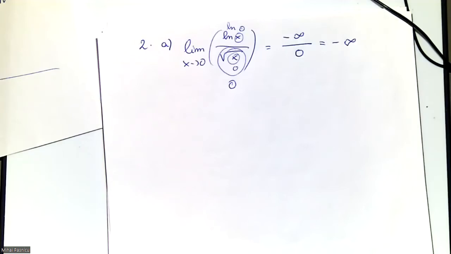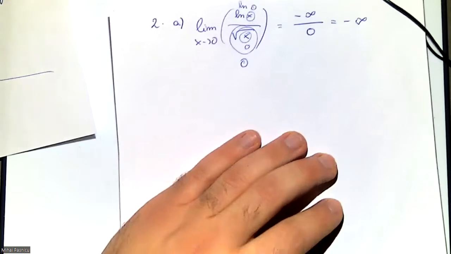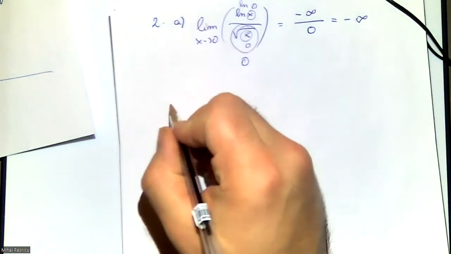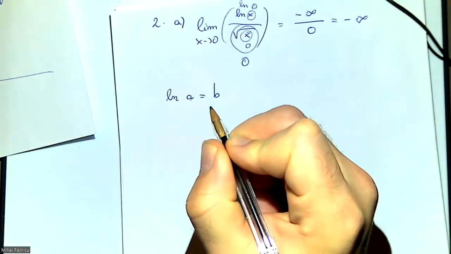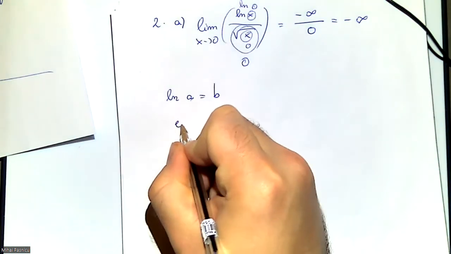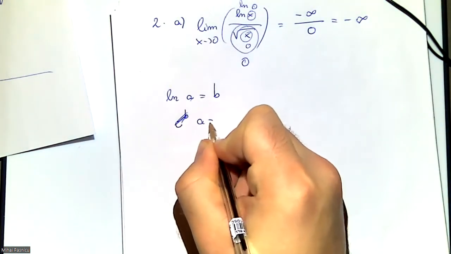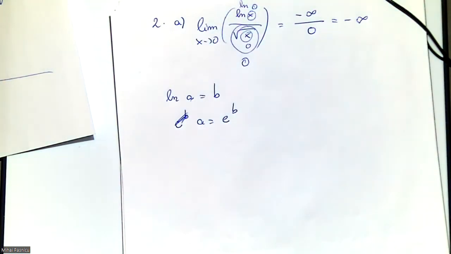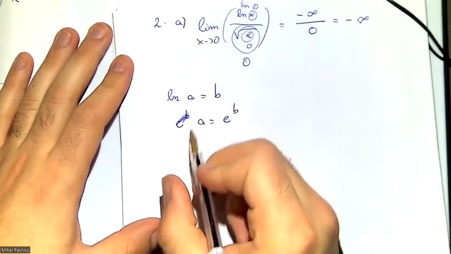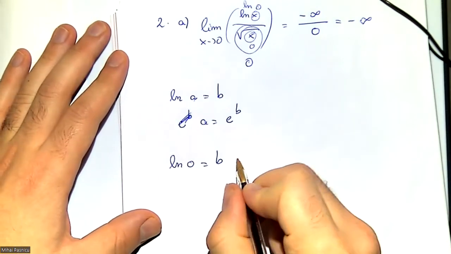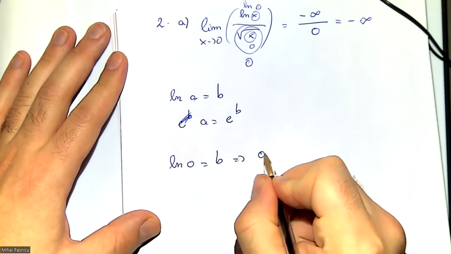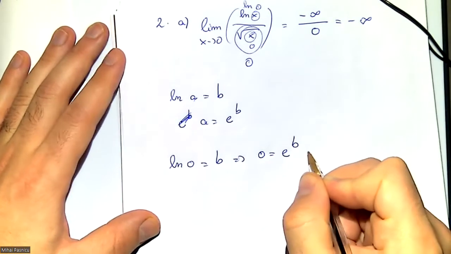Okay, so think of it like this. If log of A is equal to B, then A is equal to e to the power of B. Now, A is 0. Log of 0, let's say it's some B. I don't know what it is. Then it means that 0 has to be equal to e to the power of B.